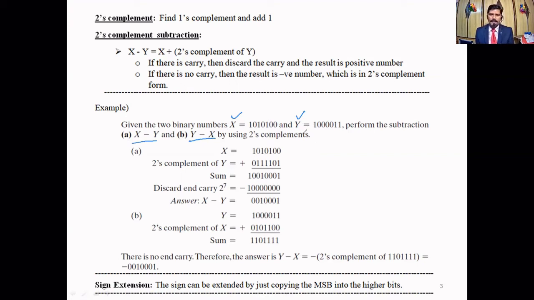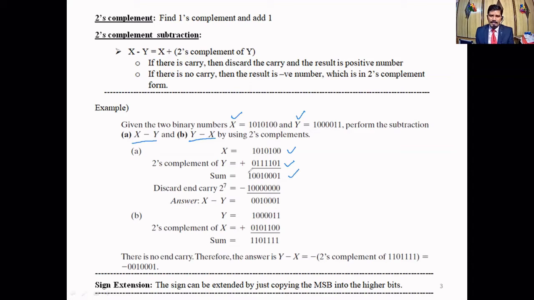What is the formula here? X plus 2's complement of y, that's all. So x you take here and 2's complement of y, this one. That means 1's complement of y plus 1. You will get this one, and the sum is this one, right?